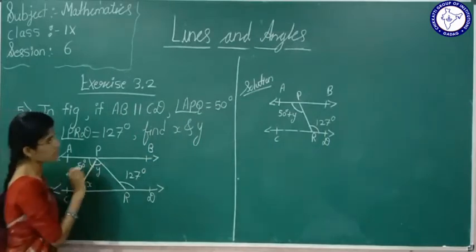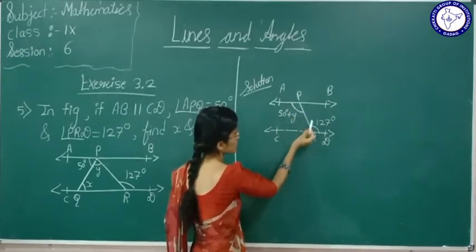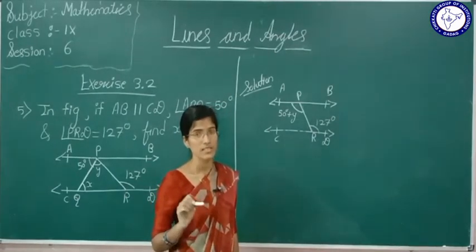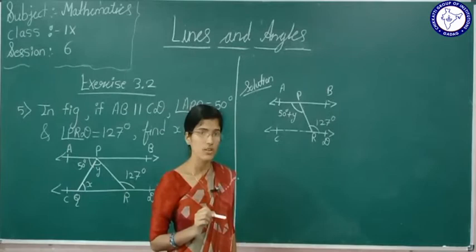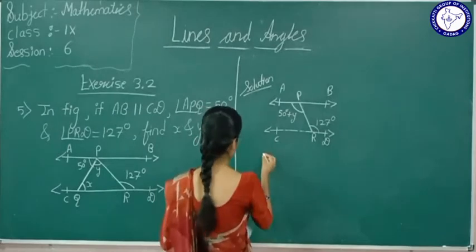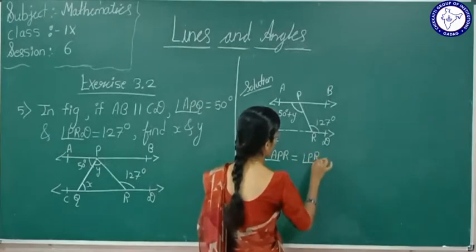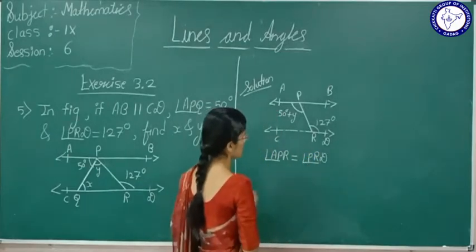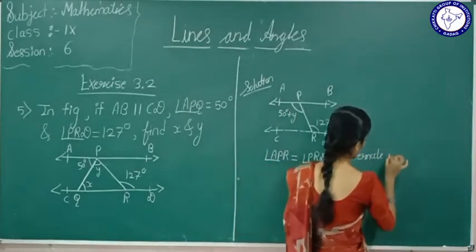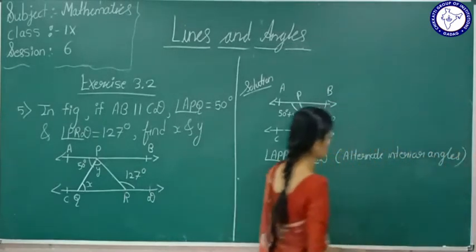Now see here, these two lines are parallel and here a transversal is there. Now tell me which angles these two are. These two angles are alternate interior angles. Alternate interior angles are equal. Very good. So what we can write here is angle APR is equal to angle PRD, alternate interior angles.